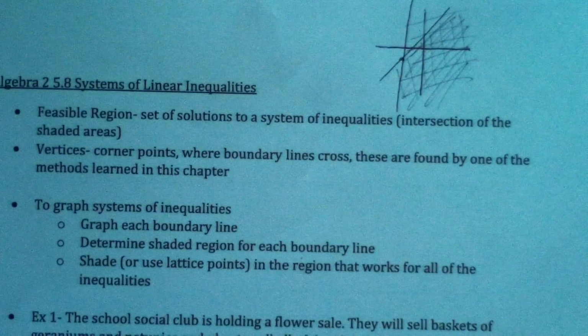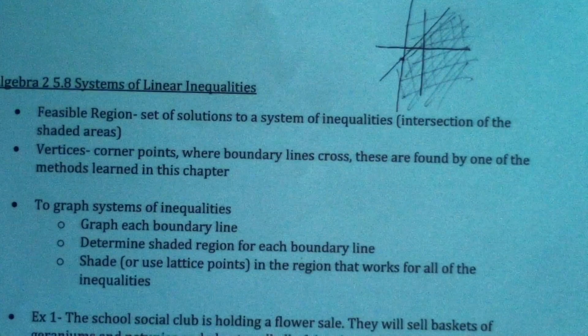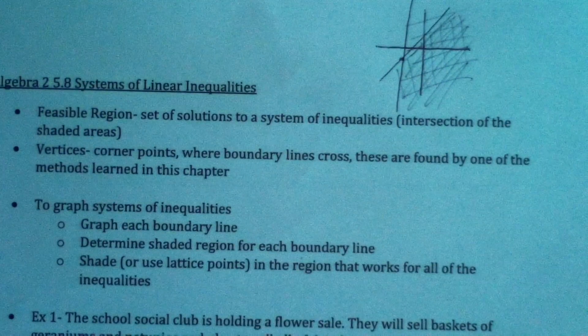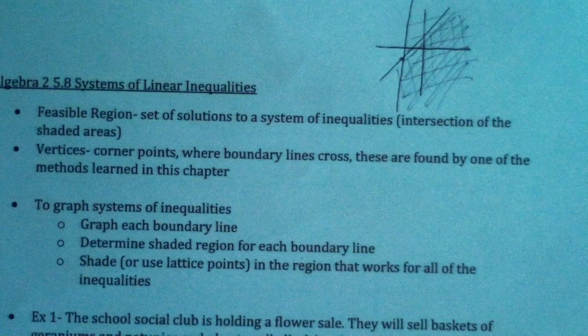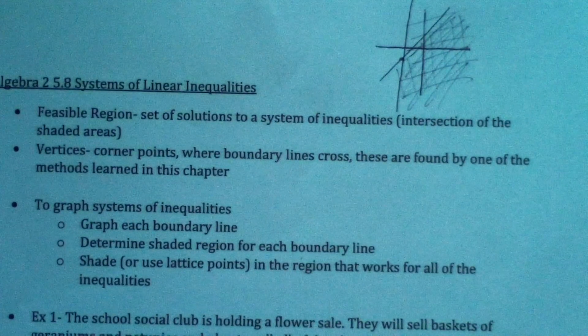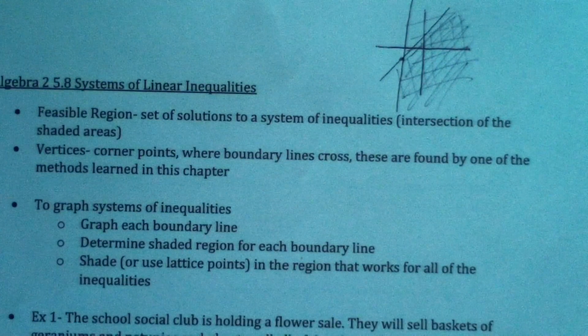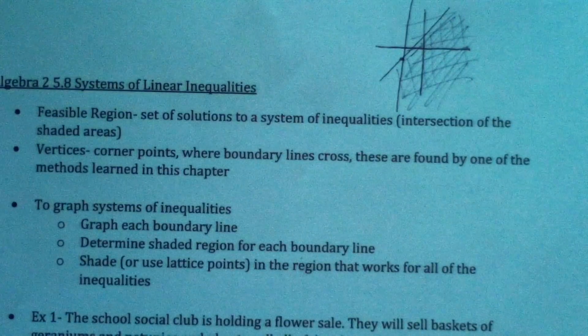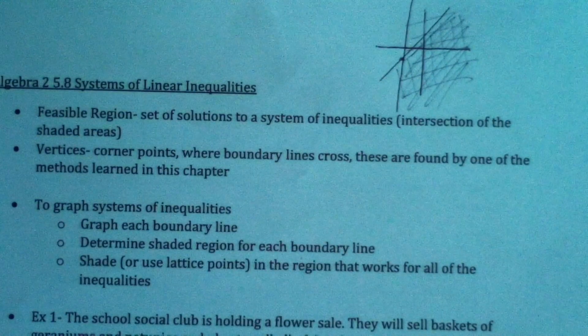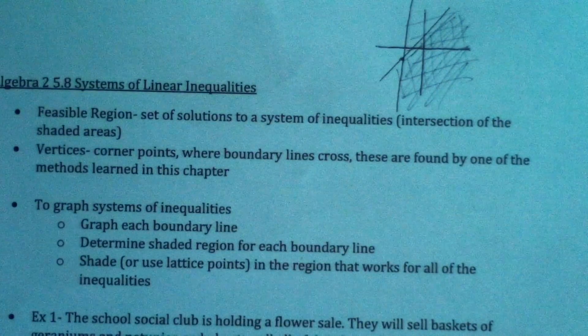And then it's either going to be shaded or it could also be lattice points. Lattice points from yesterday are spots where it's whole numbers versus decimals usually. Like if we're talking about people, can we have decimals of people? No, we can't, right? So if we can't have decimals of people, instead of doing shading, we just do dots instead. But we'll talk about that as we're going here.